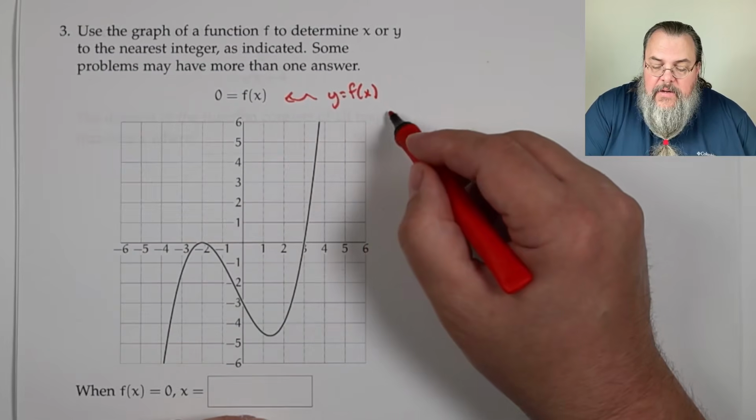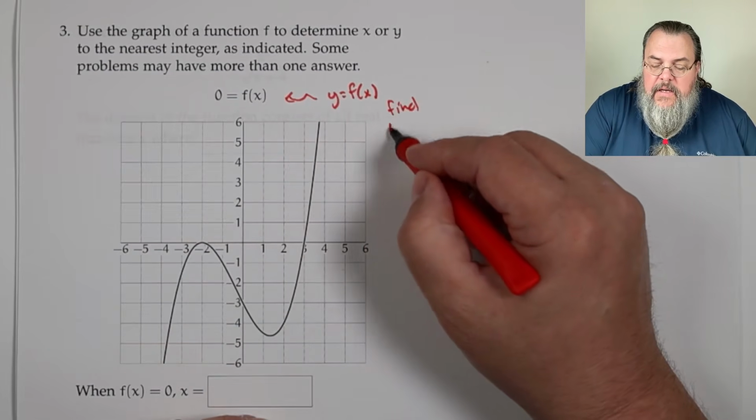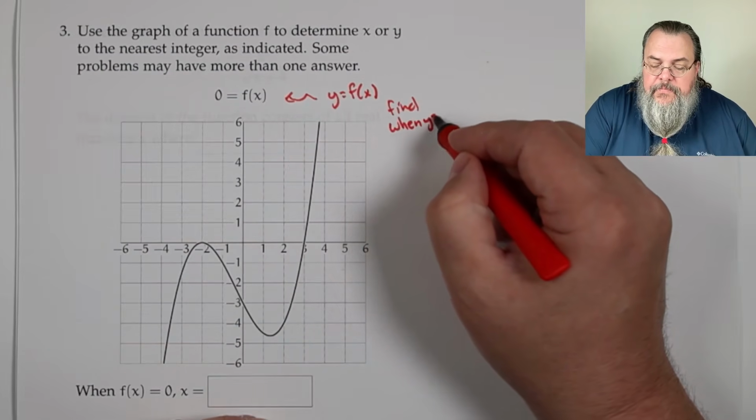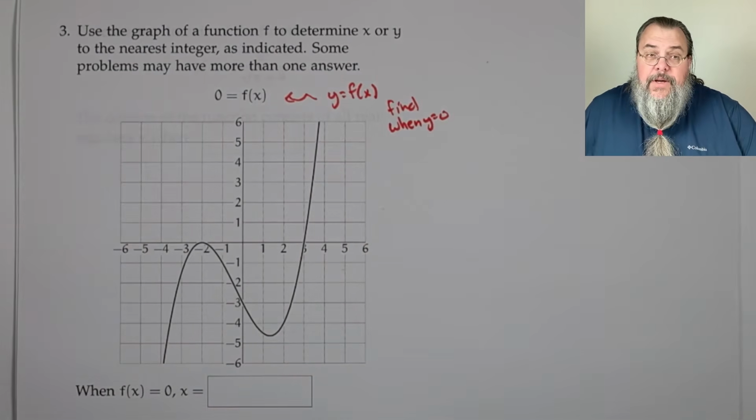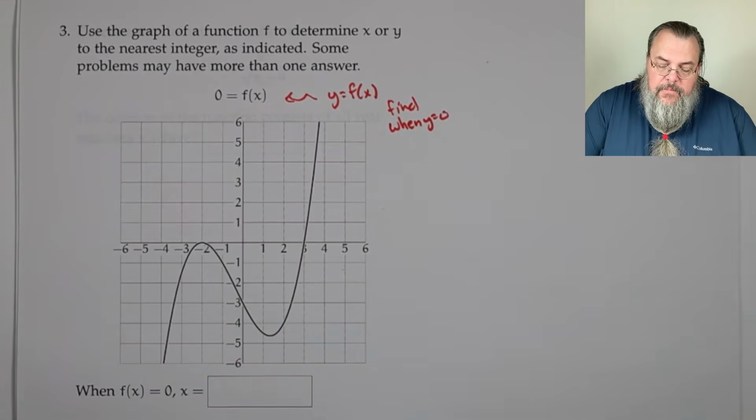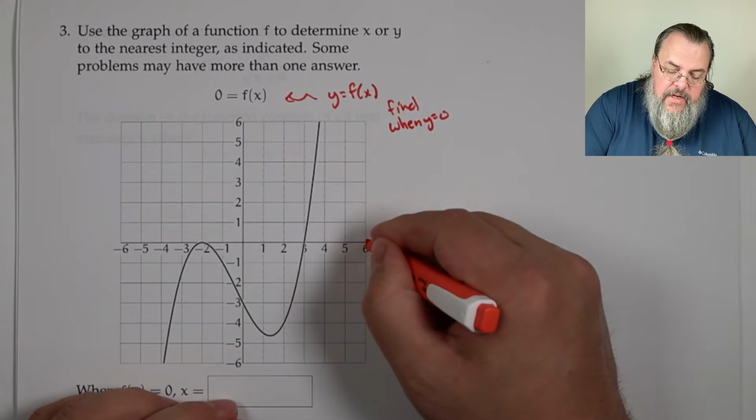So we were trying to find when y equals 0. So what do you do? Well, to find when y equals 0, you say, well, that would be this horizontal line, which is actually the axis.